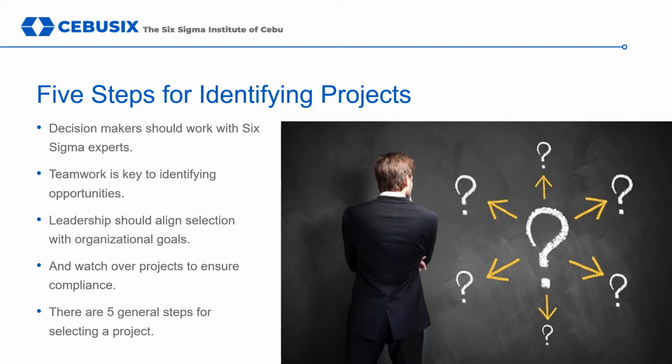When companies are working to apply Six Sigma culture to the entire enterprise, executive leaders and other decision makers should work directly with Six Sigma experts to identify improvement opportunities and launch those projects. The use of these 5 steps provides a stable foundation for that project selection process.